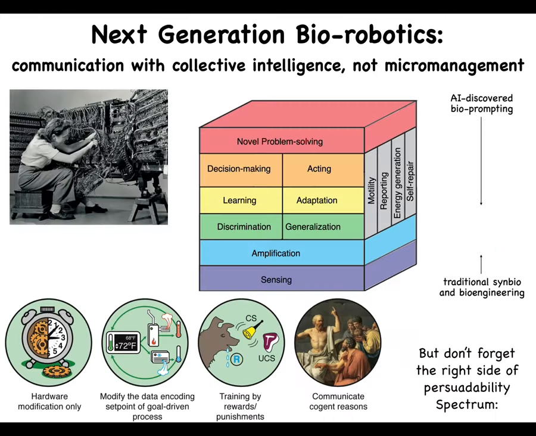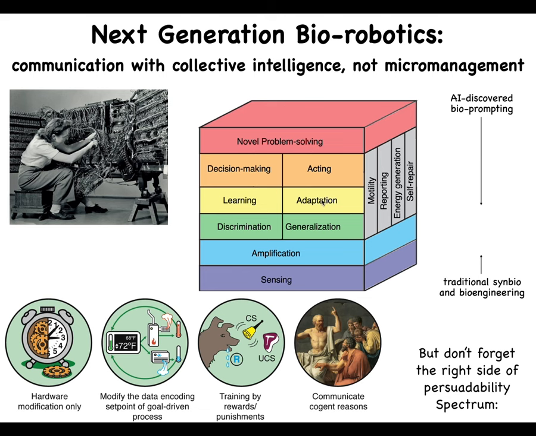So that's for biomedicine. Now for the bioengineering and the biorobotics, again, in many cases, you don't want to build from scratch where you have to micromanage all the hardware. The material that we're dealing with already has built-in sensors, amplification machinery, the ability to discriminate signals, to generalize, to learn, to adapt, to make decisions, and so on. I showed you many examples. And so taking advantage of this is the frontier of biorobotics, not trying to force specific molecular states, but actually communicating and collaborating and reprogramming these existing capabilities. Basically, the AI discovered bioprompting of the material.